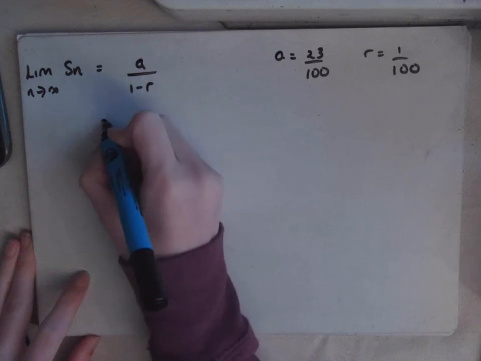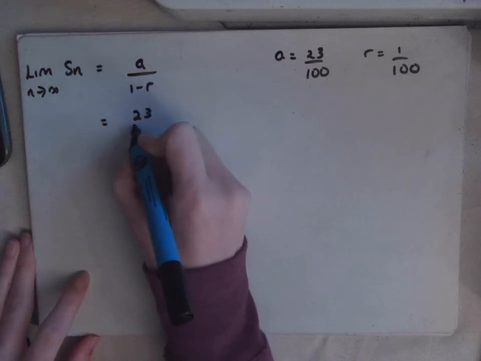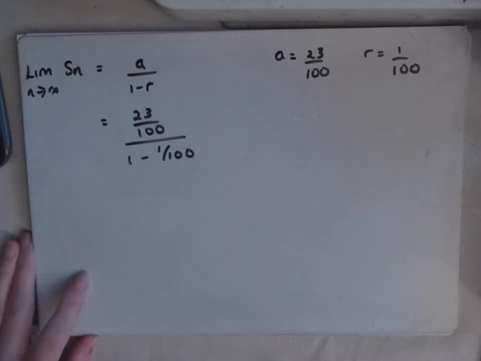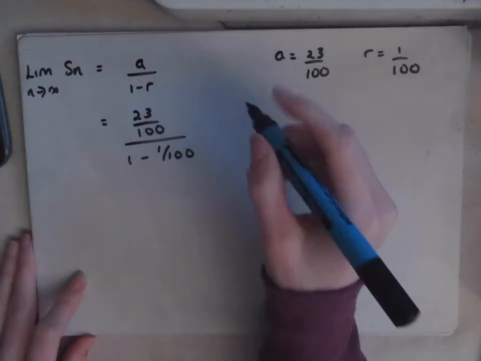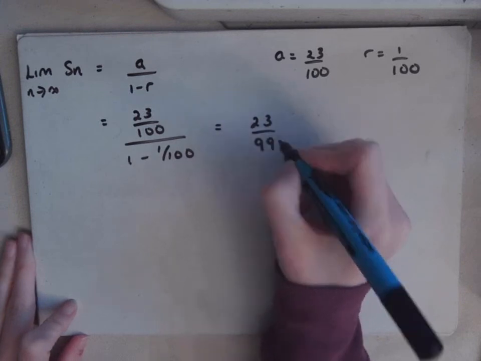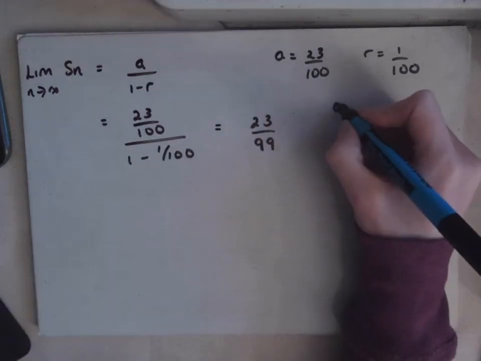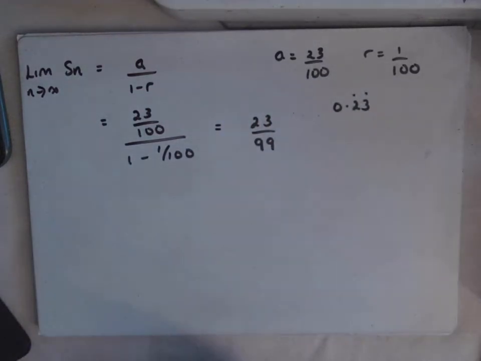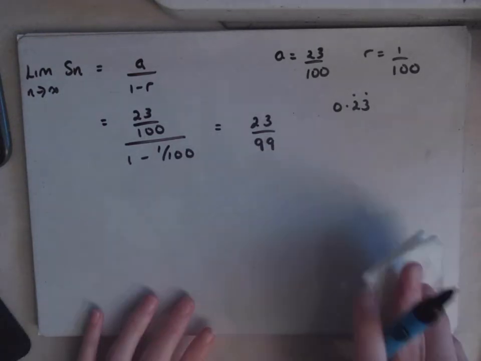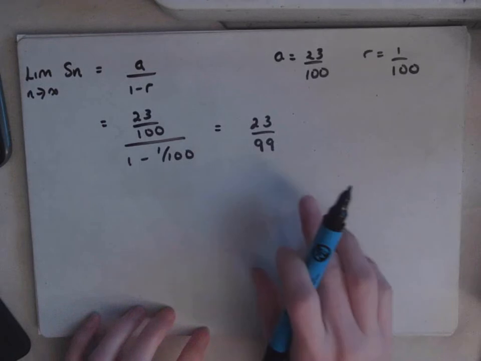So that's going to be 23 over 100 over 1 minus 1 over 100. You're going to throw that into your calculator and you're going to get 23 over 99. So now you've written 0.23 with a dot as a fraction, and you've done it by using your sum to infinity of a geometric series. So that's your answer there.